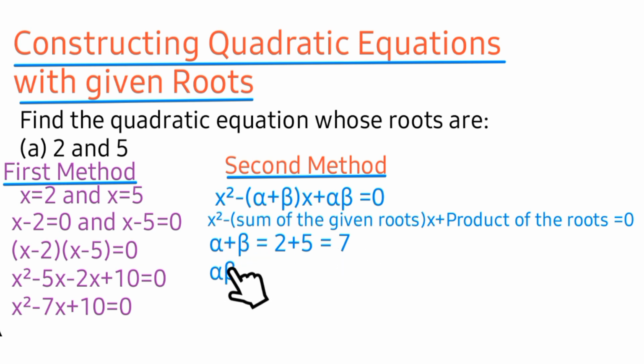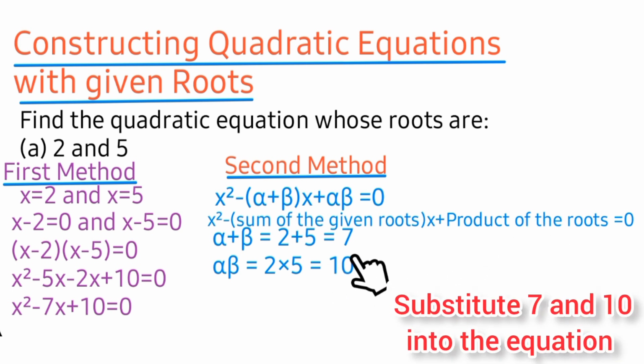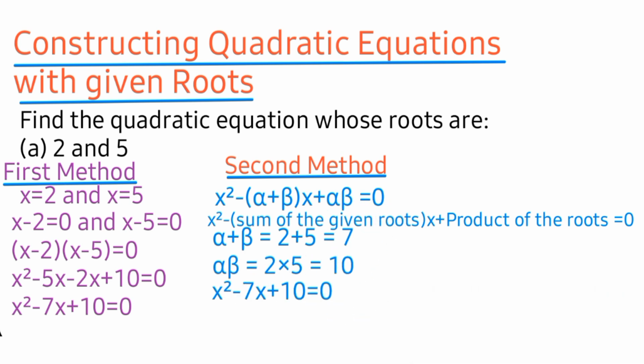Now let's focus on the product of the given roots, alpha beta. Alpha value is 2 multiplied by beta, so 2 times 5 gives 10. Therefore, the product of the given roots is 10. Now let's substitute this into our equation. x squared minus, alpha plus beta value will get 7, then x plus alpha beta equals 0. So we could see that the two methods gave the same quadratic equation. That is x squared minus 7x plus 10 equals 0.